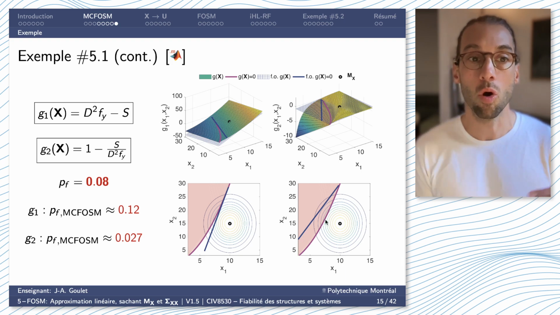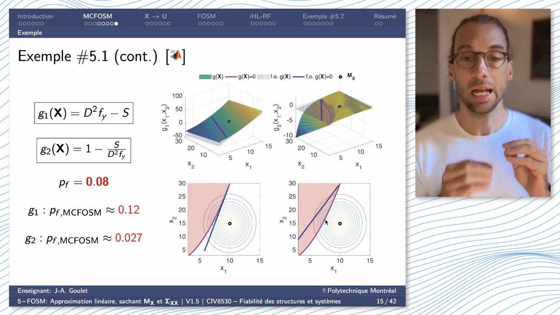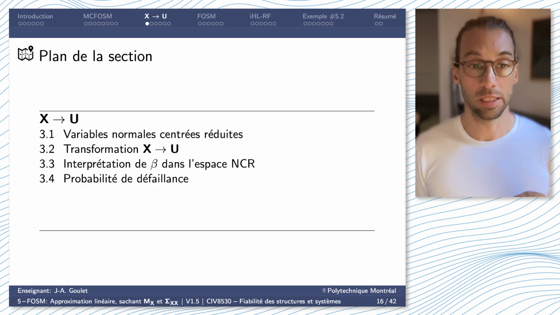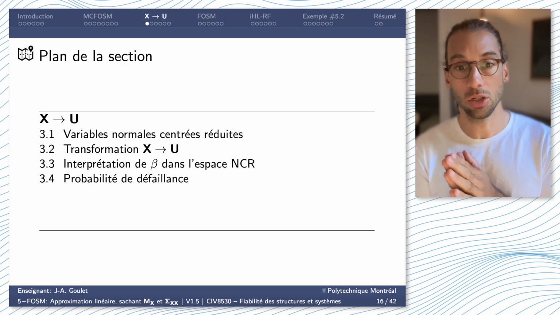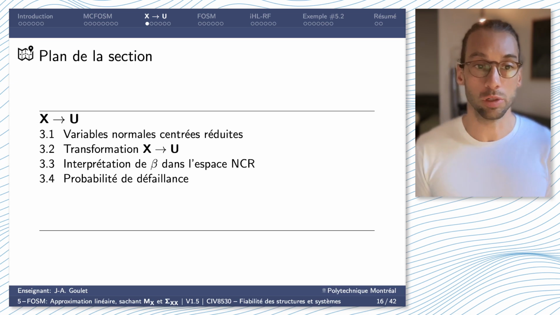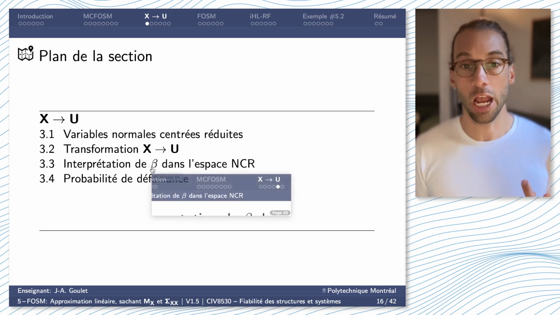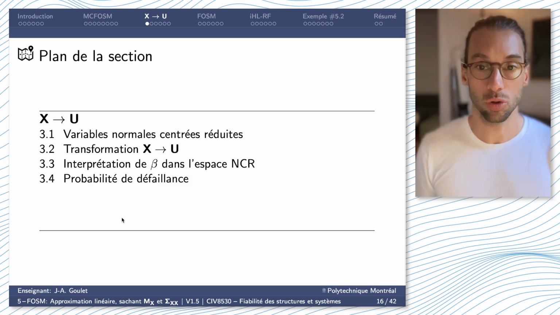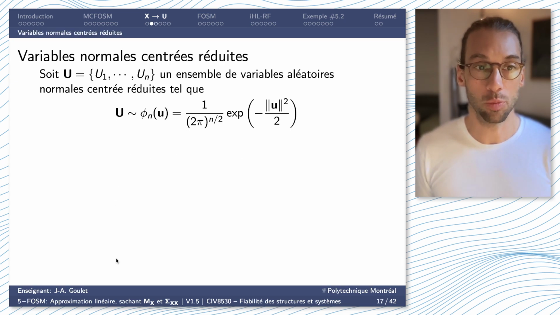Okay, so we want to extend FOSM with a method that's not going to be sensitive like this one here to the choice of the limit state function. And to do this, the first thing we need to do is review the transformation from the original space X, which is going to be a Gaussian, to the standard normal space U. So how can we perform that transformation? And what is the interpretation of our beta, or reliability index, in the standard normal space? And how can we use this interpretation to compute the failure probability?